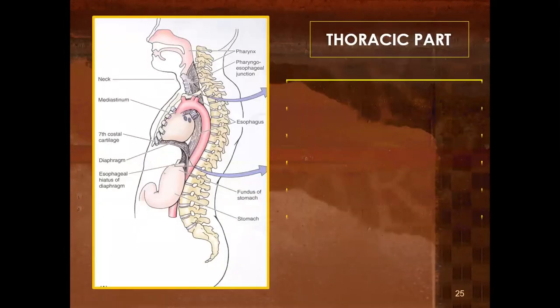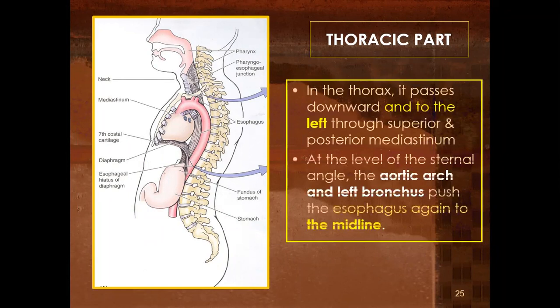Now coming to the thoracic part. The thoracic part is below here, which is behind the heart. In the thorax, it passes downwards and to the left through the superior and posterior mediastinum. As soon as it enters from the neck into the thorax, it will enter the superior mediastinum. Then it will go behind the heart. This is called the posterior mediastinum.